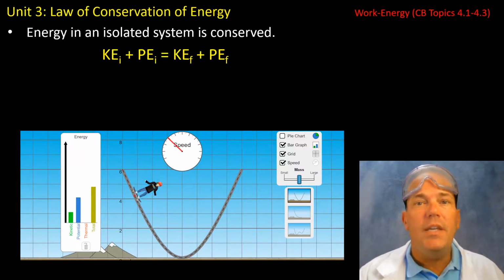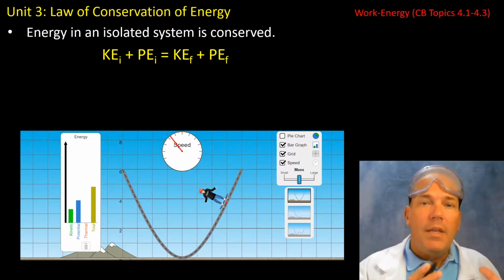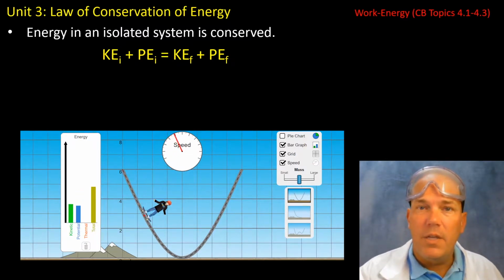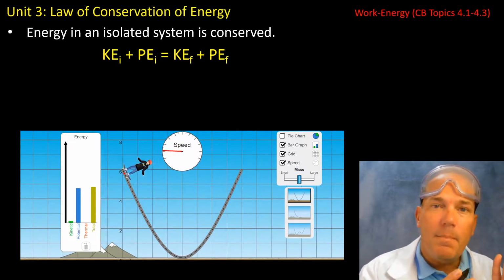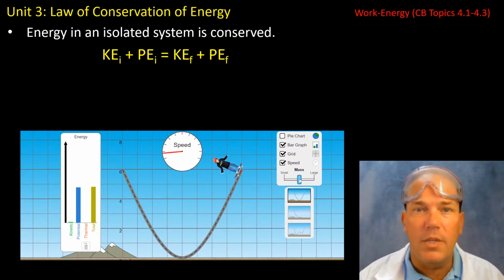As you can see, this skateboarder is going back and forth up and down a ramp. Now look at the bar graph on the far left side. You can see the green bar represents kinetic energy, blue bar represents gravitational potential energy, and the beige bar on the far right represents the total mechanical energy.